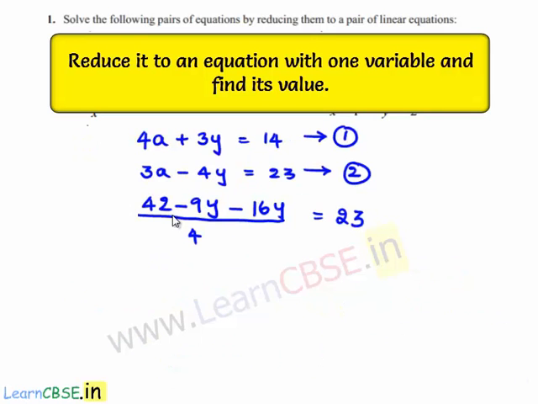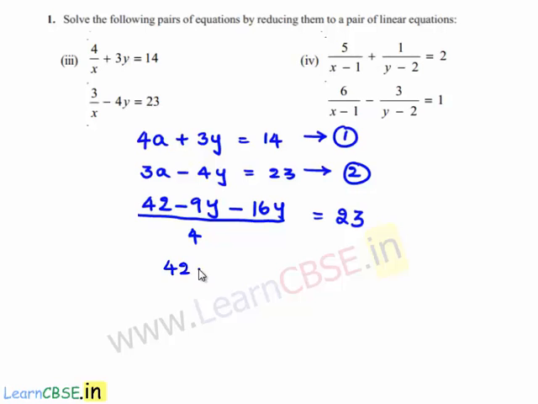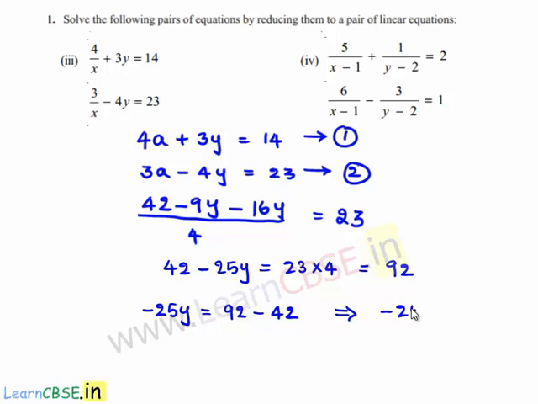Now this equation becomes 42 minus 9y and 16y becomes minus 25y. This is equal to 23 times 4, which is nothing but 92. So we get minus 25y is equal to 92 minus 42, which is nothing but minus 25y is equal to 50. So y can be written as 50 divided by minus 25. That implies y is equal to minus 2. So we found out the value of y as minus 2.